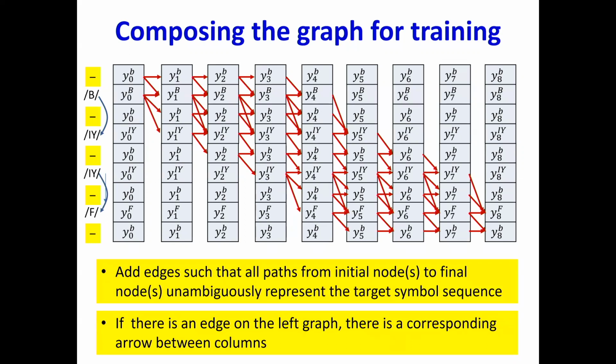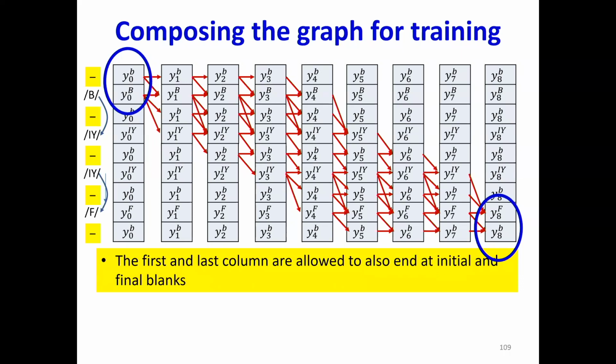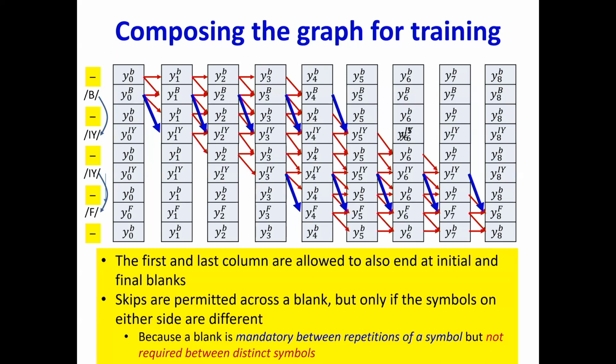Once you compose this graph, training is simple. Observe that the first column can either be a blank or the symbol itself, because you could lead with a blank. The last column could also either be a blank or the symbol itself, because you could have trailing blanks. Besides that, nothing else changes. You have skips permitted across the blank, but only if the symbols on either side are different. You never have a connection from a blank to a blank skipping a symbol, because that symbol is definitely part of your label. That's how this graph is constructed.